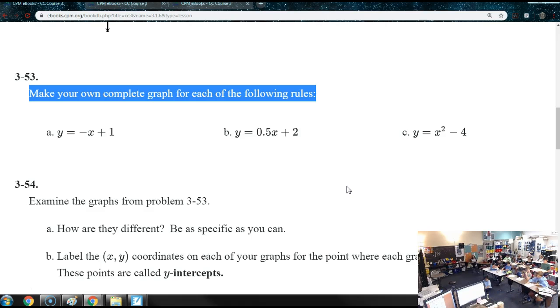Half your sheet would be big. We're going to graph 3 different graphs. Just make an X and a Y axis. Sure, you could just flip to the back.